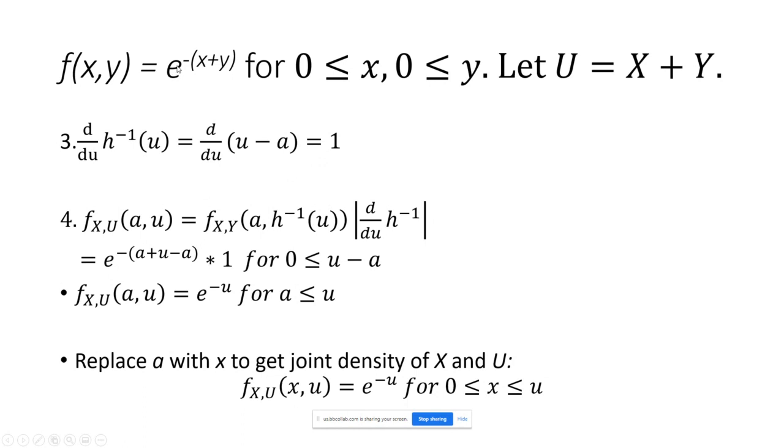So then our joint density function for x and y was e to the negative quantity x plus y. So we're plugging in a for x, and we're plugging in u minus a for y. So we have e to the negative quantity a plus u minus a, times the absolute value of the derivative of h inverse, which was just 1. So that simplifies to the joint density of x and u is e to the negative u for u greater than or equal to a.